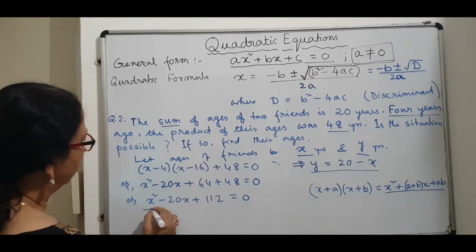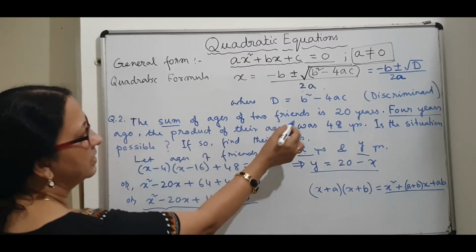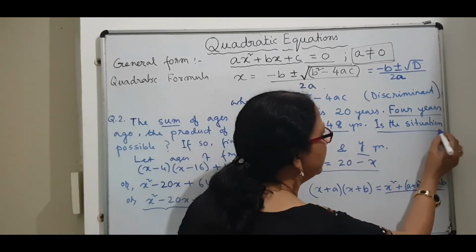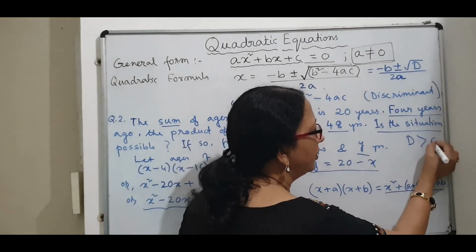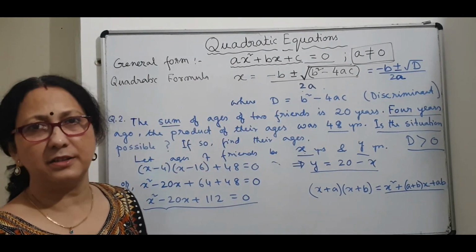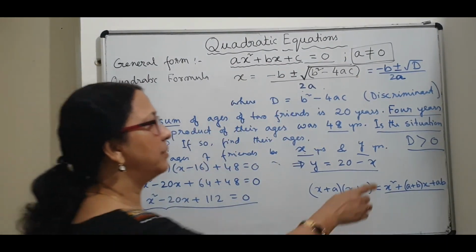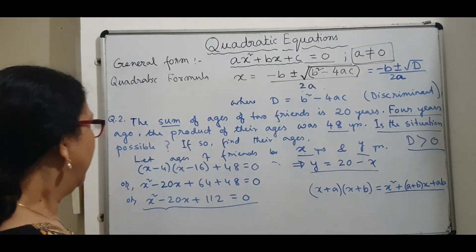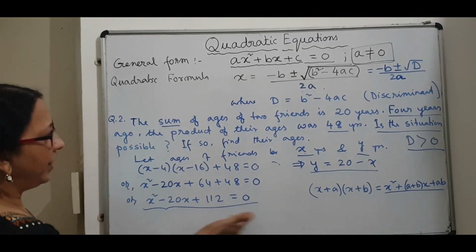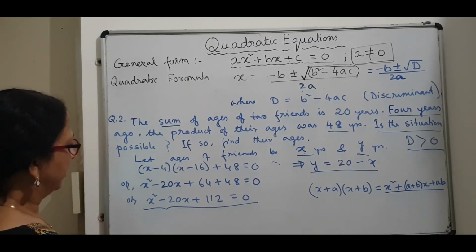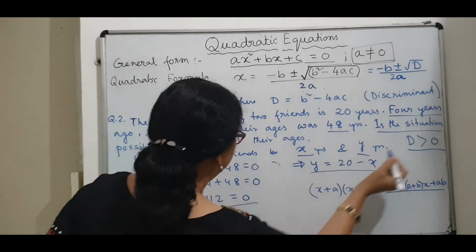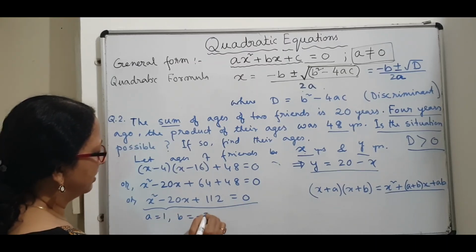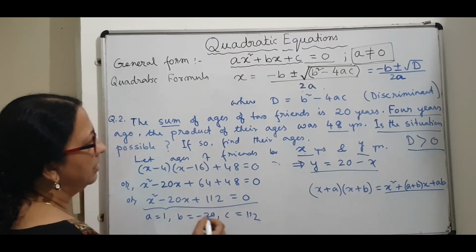So I got a quadratic equation from the given condition in the question. Now I have to check whether the situation is possible, which means I have to check whether D is greater than or equal to 0. If the discriminant is greater than 0, then there will be real roots, and if the discriminant is less than 0, there will be no real roots. That is the basic discrimination. So I have to find the value of the discriminant D. Here a is 1, b is minus 20, and c is 112.